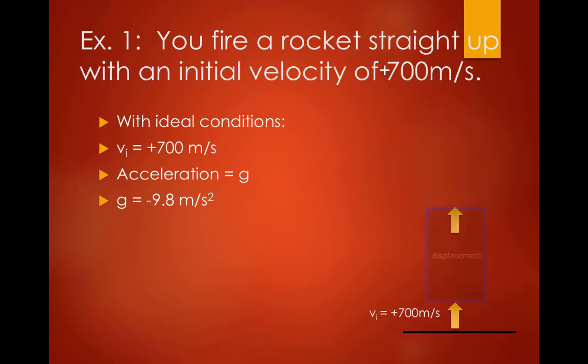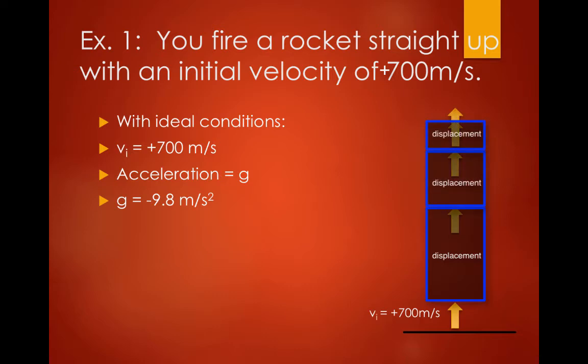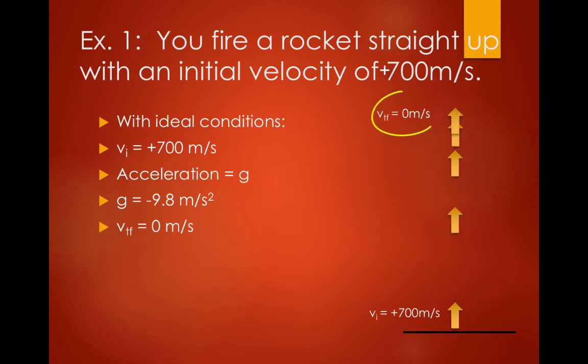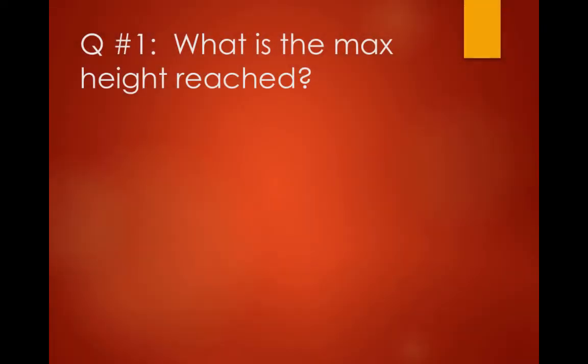The rocket will rise but will begin slowing down, as denoted by the shortening displacements. When it arrives at the top, it will have a velocity final of 0 meters per second, denoted by the v subscript tf. Question number 1. What is the maximum height reached for the rocket?